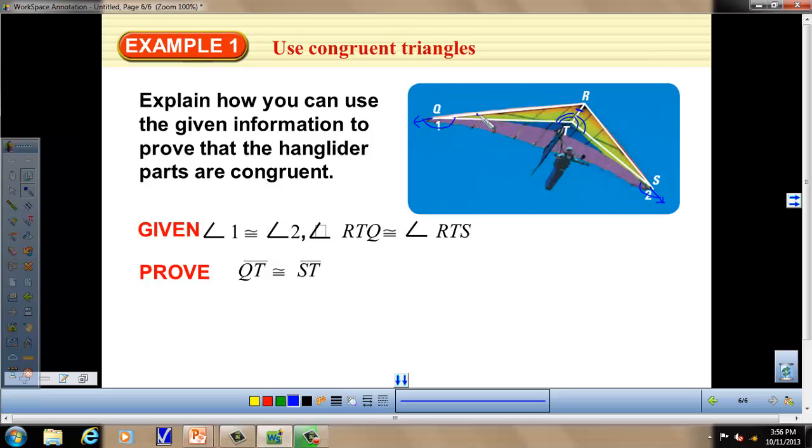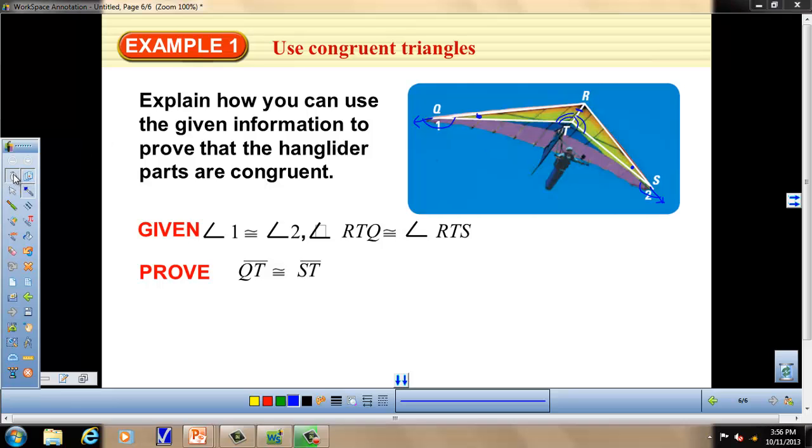We just need to prove that this angle right here, RQT, and RST are congruent. And we do that using the congruent supplements theorem. We know that these two angles are equal, so these two have to be equal because they are congruent to supplements. So in other words, if this was 120 and that was 120, both of these would have to be 60. So it's called the congruent supplements theorem.